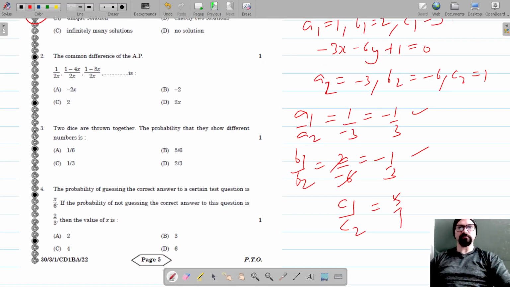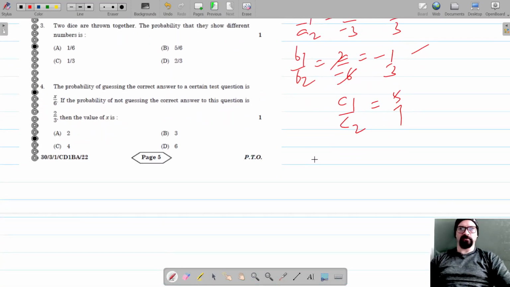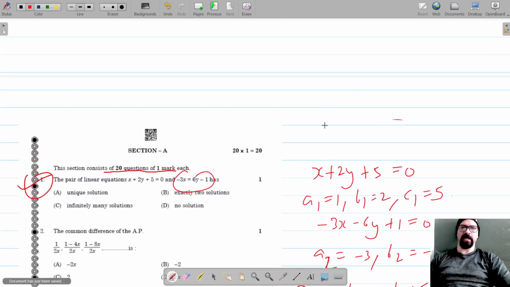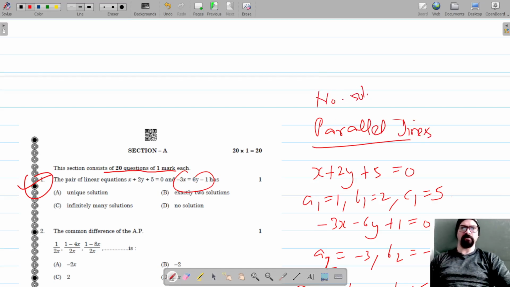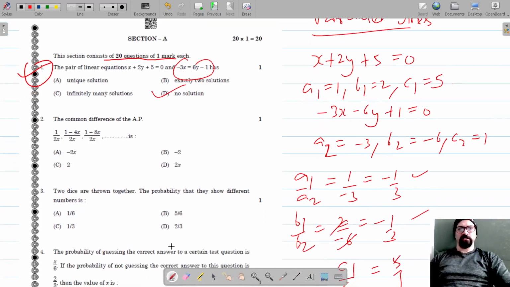So in this case, A1 upon A2 is equal to B1 upon B2 is not equal to C1 upon C2. That means this pair of equations will form parallel lines. This is the condition of parallel lines. When the lines are parallel, they will never intersect, and if they do not intersect, we will not get a solution. That is no solution. So no solution is the correct answer for this.